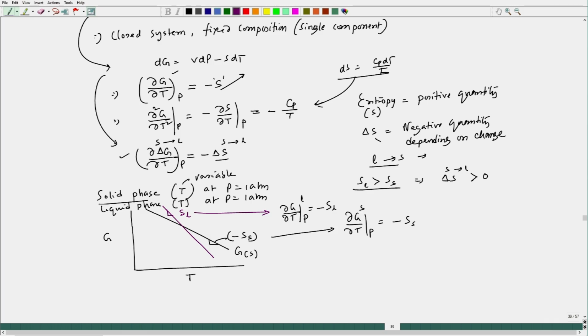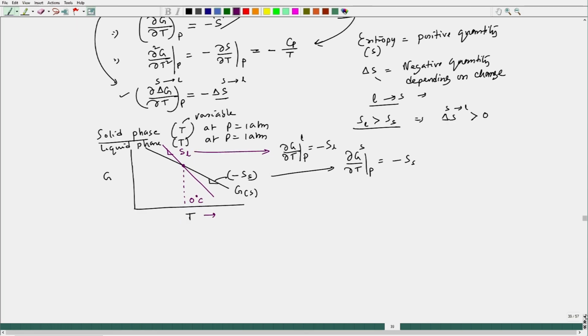And now, if I look at this point, since it is 1 atmosphere, we will see that this point appears at 0 degree Celsius. So, this temperature is varying this way and G is varying. This is the variation.